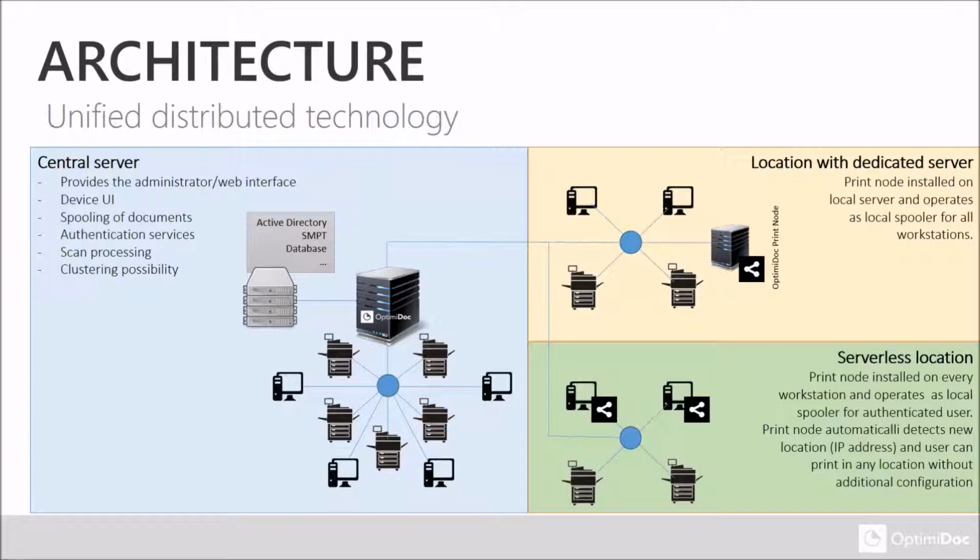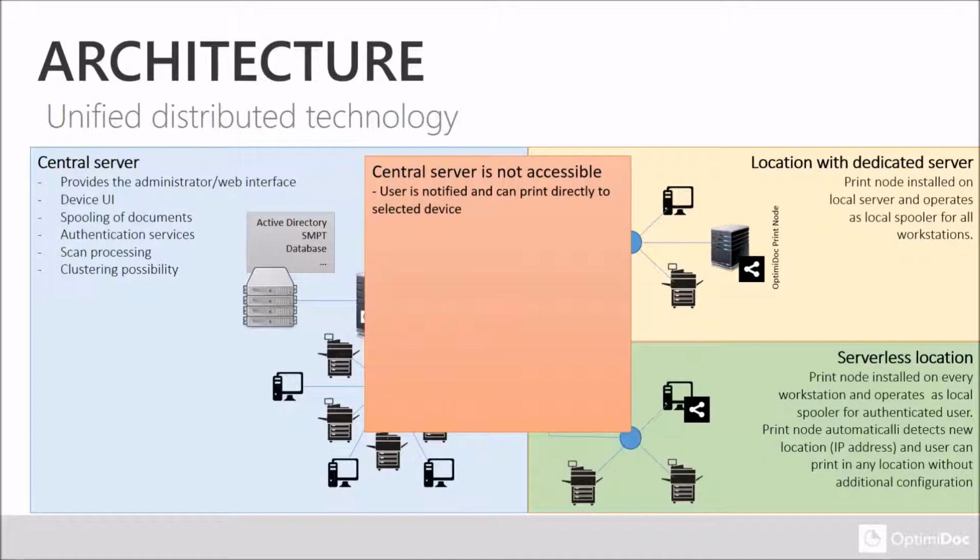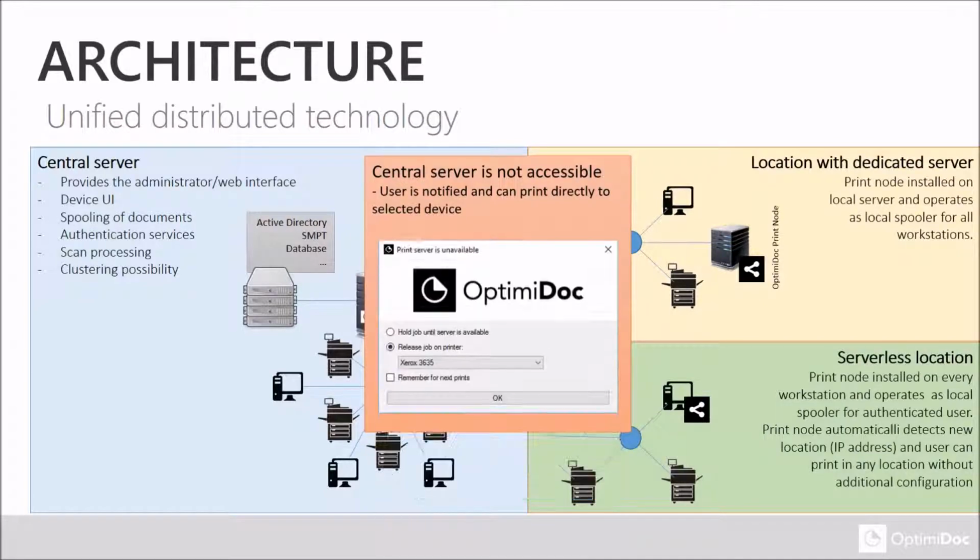In case that the central server is out of order, we are still providing the printing functionality because of the small application which is distributed to the workstation, and the small application automatically notifies the user that there is some problem and the central server is not available, and asks the user if he wants to print the job directly on some selected device. Through this application, we still ensure the printing services even if the central server is not available or the branch does not have a connection to the central location.